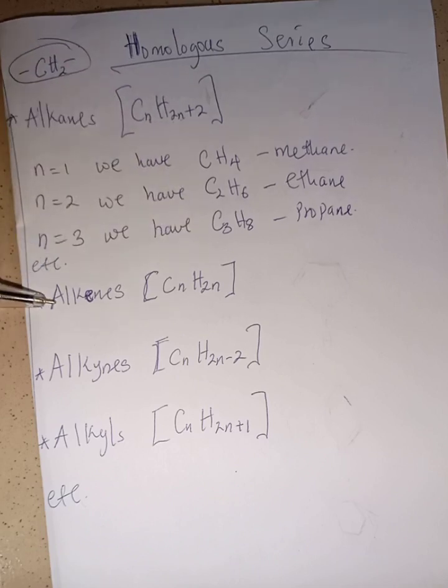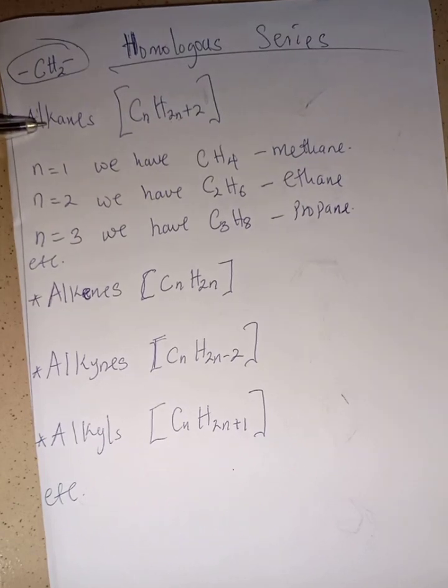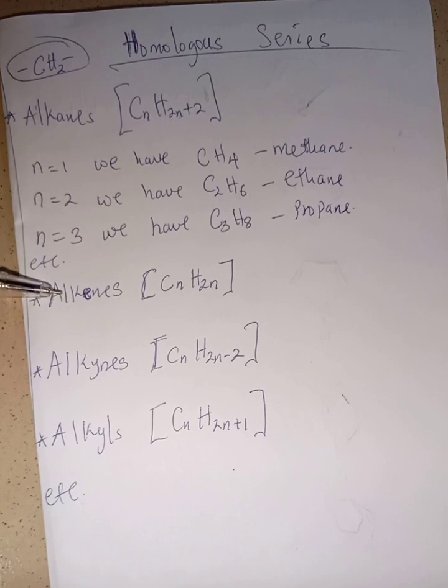Alkanes are saturated because they have carbon single bonds throughout. Alkenes are unsaturated because they have multiple bonds, which is a carbon double bond. Alkenes have a trivial name, the olefins. Now, the simplest member of the alkenes is the ethene molecule.